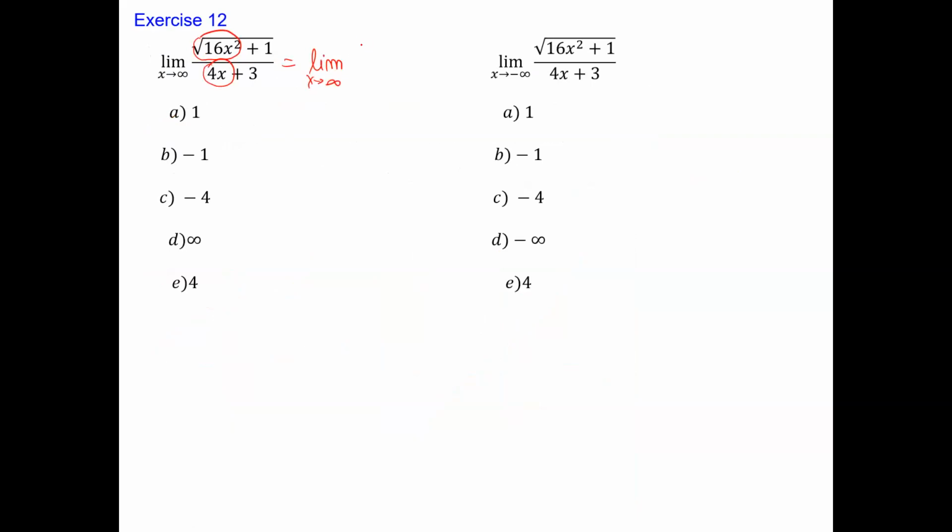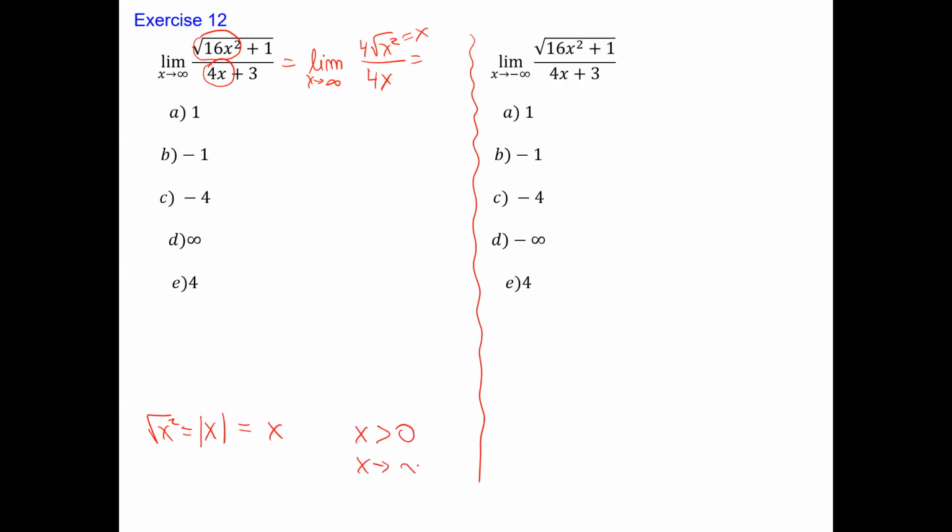Okay, the square root of 16 is 4, and the square root of x squared. This is the question. Let's see, because this one is at negative infinity. If x is positive, I can simply say this is x. Because for the square root of x squared, to simplify, we know that we have to put the absolute value. But if x is positive, like when x goes to positive infinity, the absolute value of a positive number is just the positive number. Okay, let's put this down.